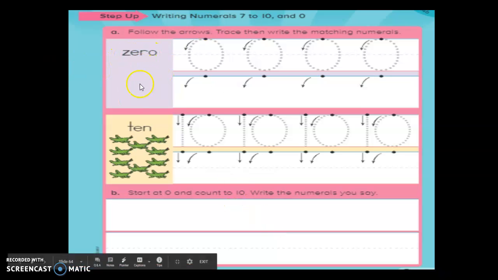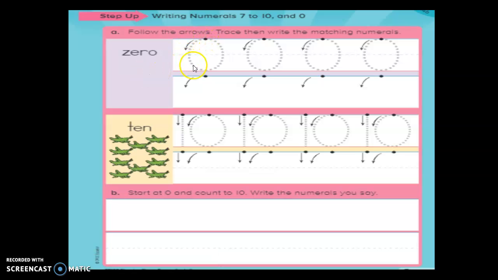0, so you don't see a picture because 0 means there's none. Zeros are pretty easy. They're just like a circle. 0.